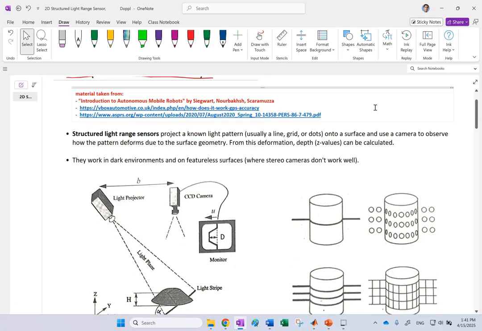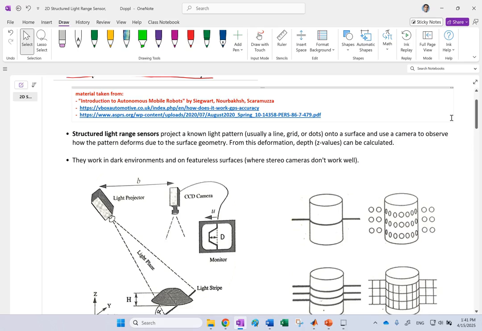The first one is structured light range sensors. This is the kind of thing that you have in a 3D scanner as well. If you want to know how a 3D scanner works, many of them work based on structured light. Not all of them, because some of them are also based on time of flight, like a LiDAR. So what does it do?